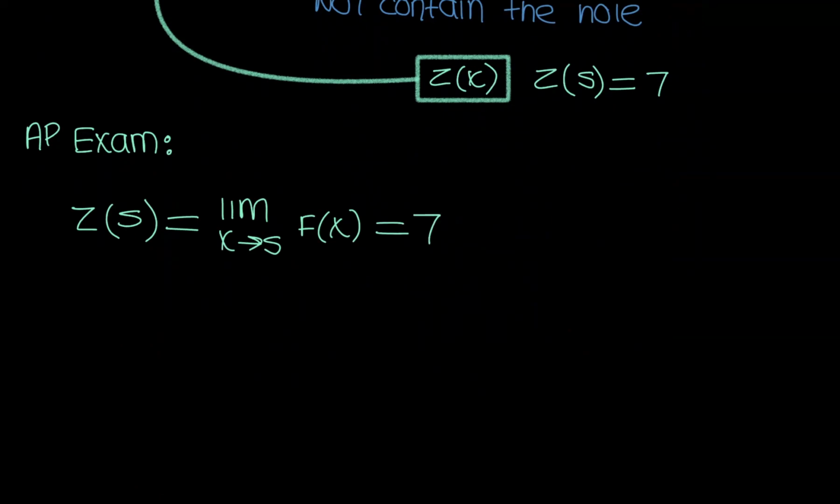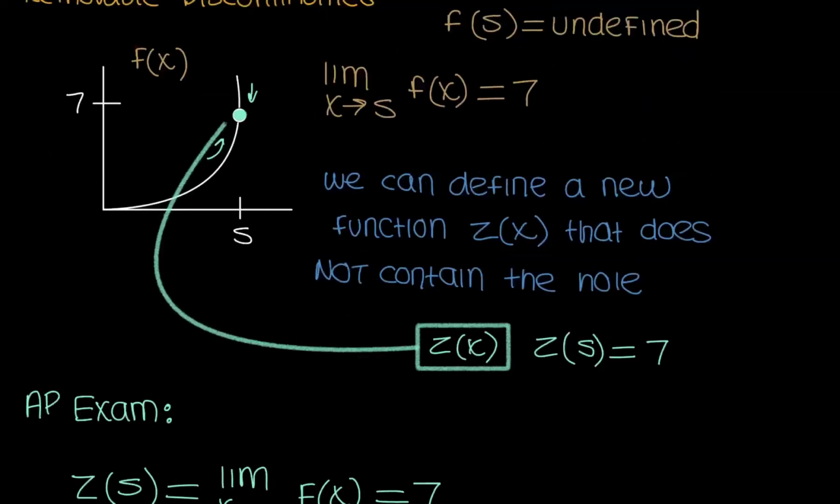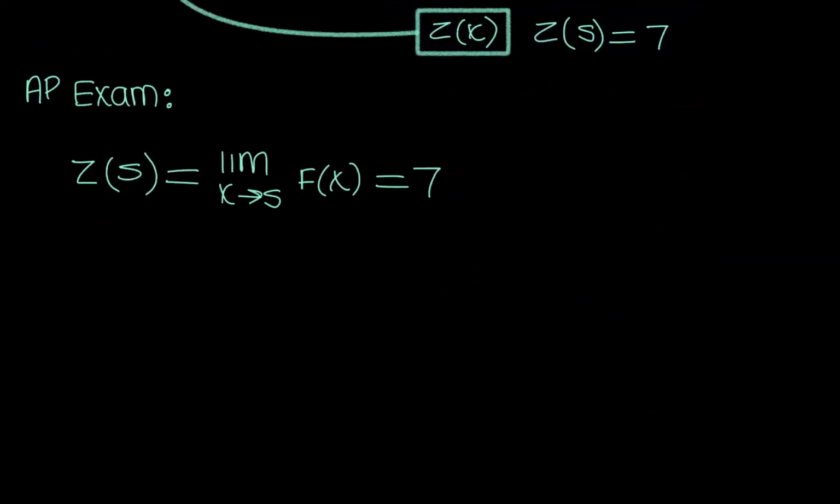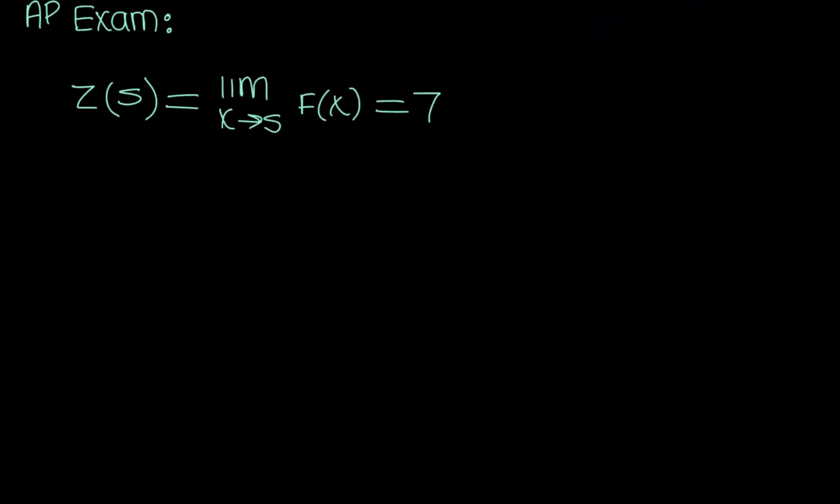So at the end of the day, everything is equal to one another. 7 equals 7 equals 7. That's our goal. But one of the other ways that we can cover this is, how does z of x look? That's the main question now. How does z of x get defined?